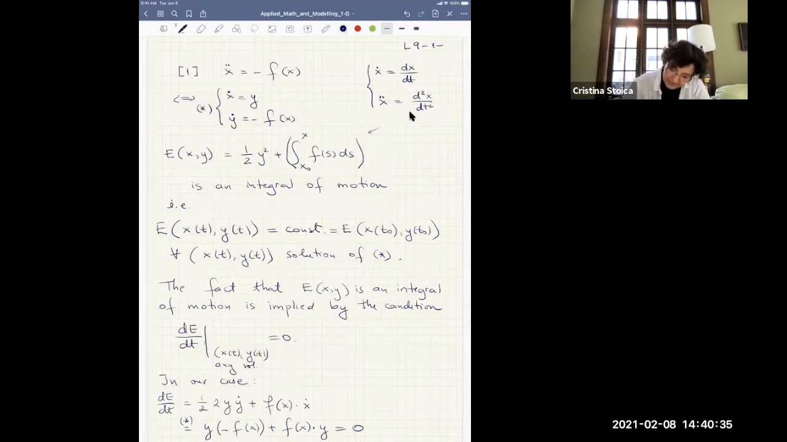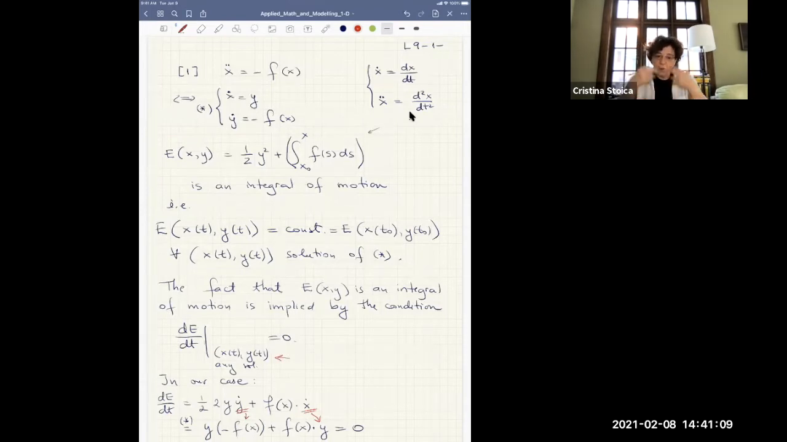And the fact that this is x of t and y of t is a solution is ensured when I'm substituting this guy. Here I'm doing the chain rule where I'm thinking that x and y are solutions of that system star. That's why I substitute these guys with the values that are coming from the star system. That's how we verify that something is an integral of motion.